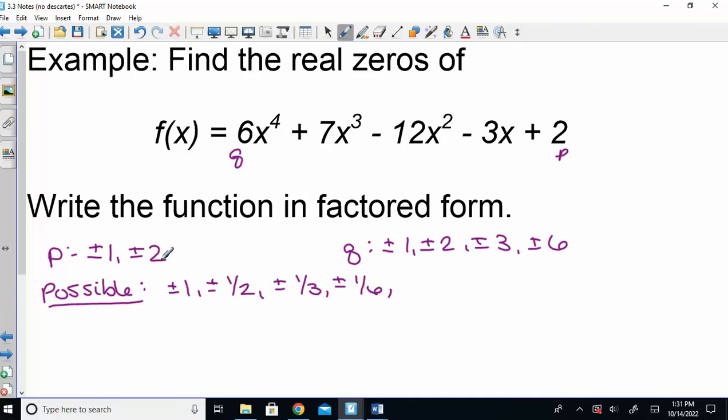Do you guys see where I'm getting these numbers? 2 over 1 is 2. 2 over 2 is 1. I already have it on my list. 2 over 3. 2 over 6 is 1/3, and I've got that. So now, what do we do? Plug it in, graph it. Let's see what is an x-intercept.